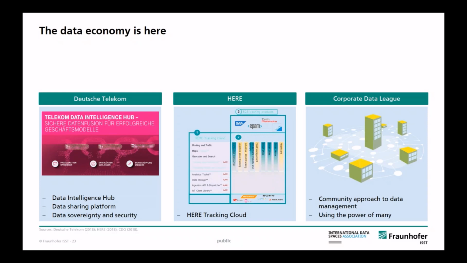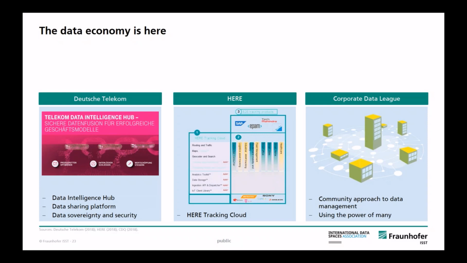Another example is the Corporate Data League, which is a community approach for data management. So multiple companies, 15, 20 large corporates, come together to jointly manage business partner information, so master data on business partners like addresses, Chamber of Commerce number, all these kinds of things, or banking account information. And they simply use the power of many, right? Because if one partner in this ecosystem maintains and updates the information, by the press of the save button in an ERP system, for example, it's immediately available for all the other members in the group, in this peer community.